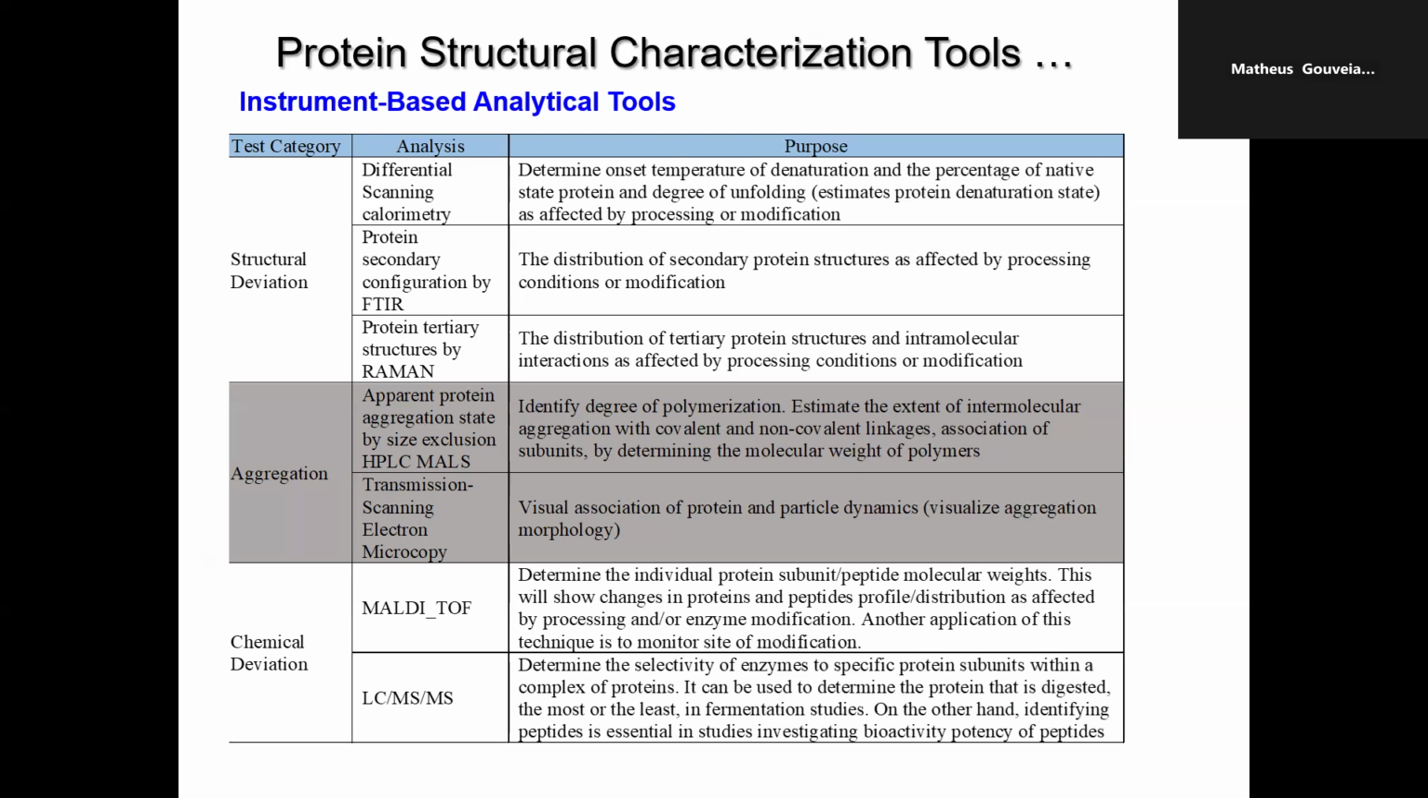Aggregation can also be visualized by looking at the larger-scale morphology of aggregates. We use SEM to look at that.